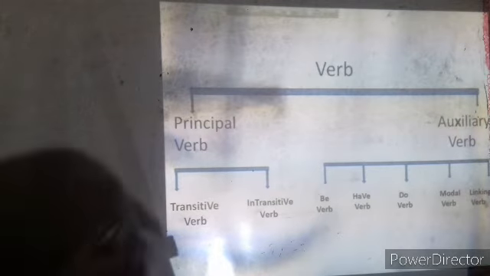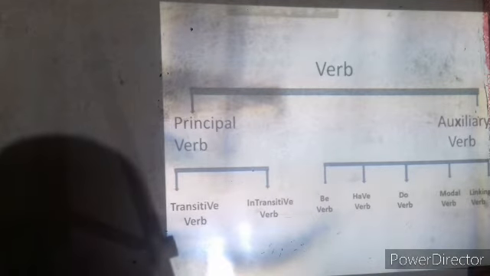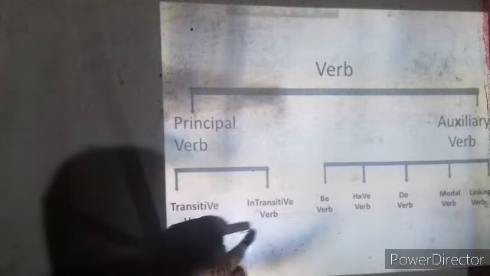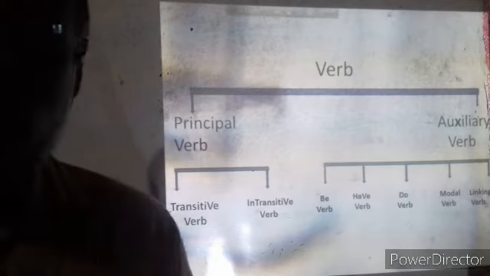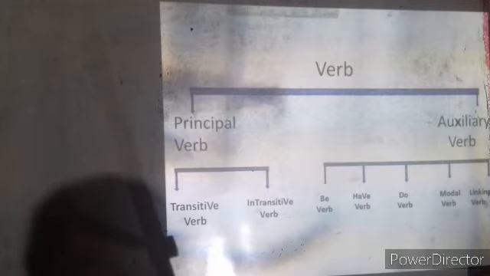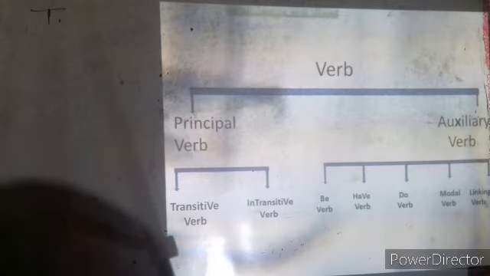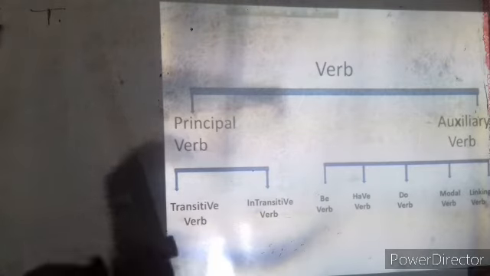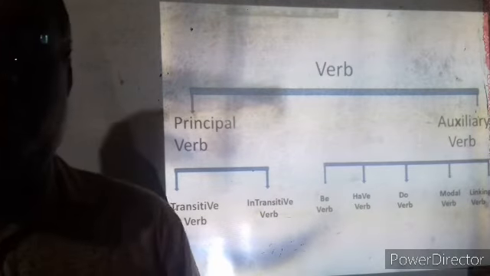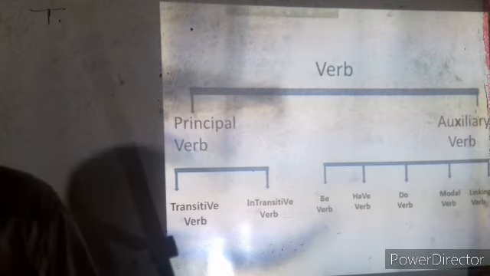Then, my dear student, principal verb are divided into two types or two categories. Number one, transitive verb, and number two, intransitive verb. My dear student, we should know what is transitive verb and what is intransitive verb. Transitive verb means the verb which has an object. The transitive verb means which has any object.